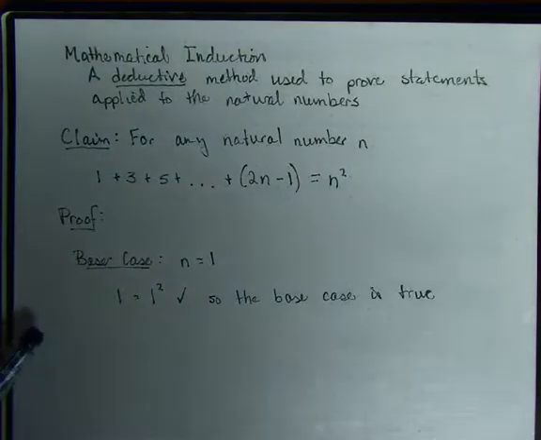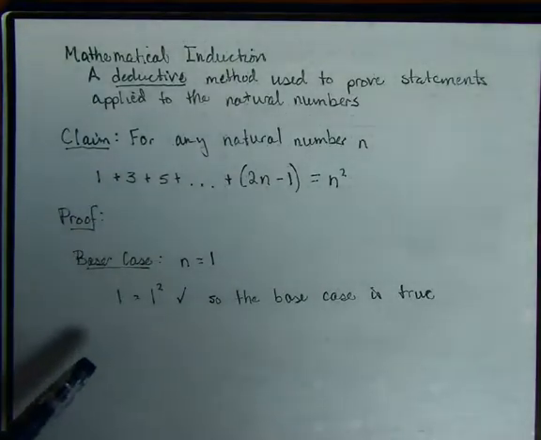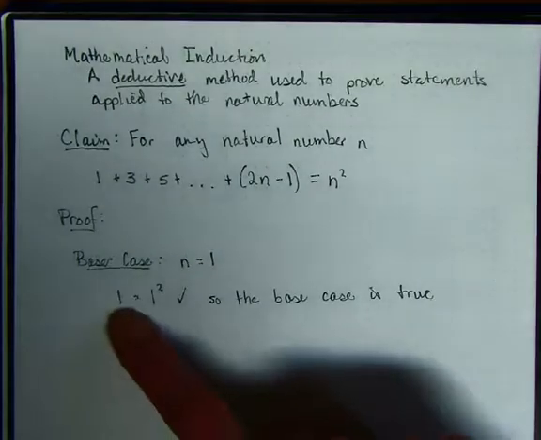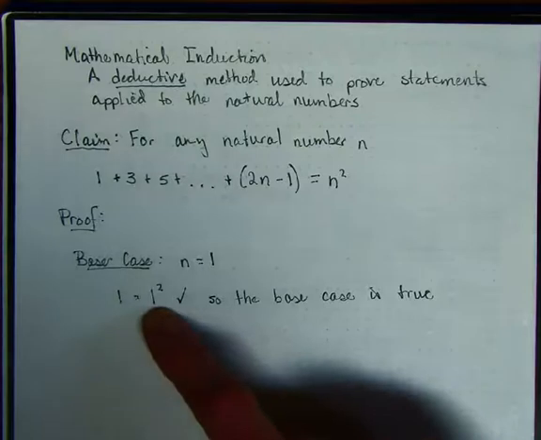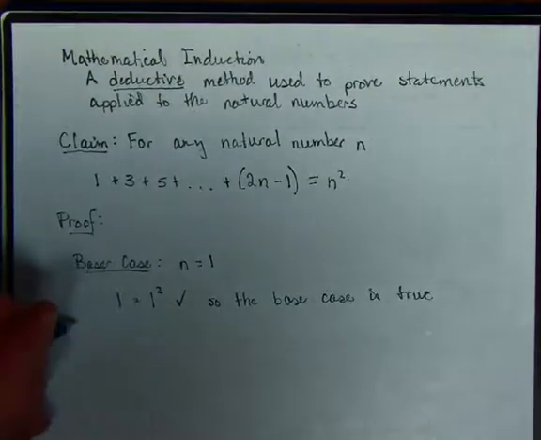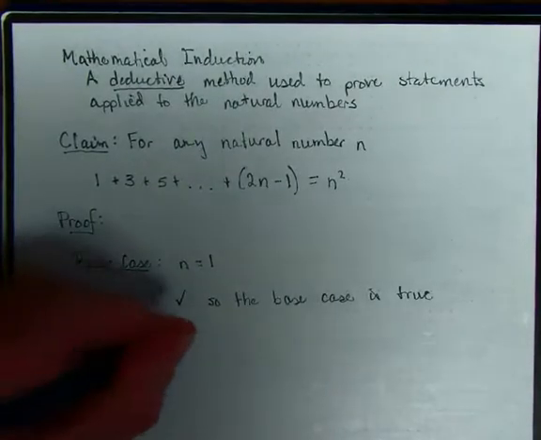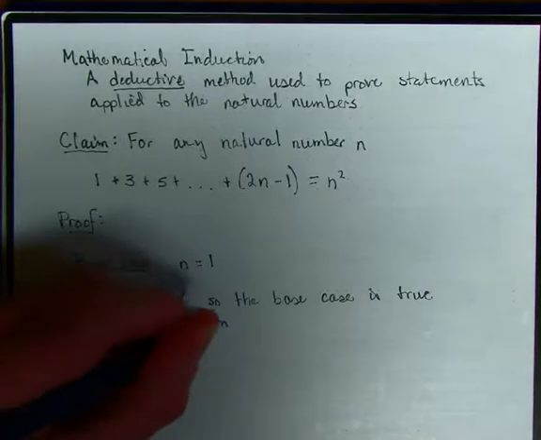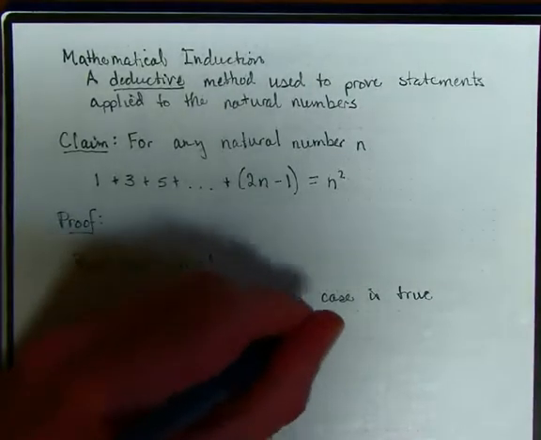So let me review the technique of mathematical induction for you. You start with a base case. We typically take n equals 1 as our base case. If we add up the first odd number, we get 1 squared. So the base case shows the claim is true for a particular number.